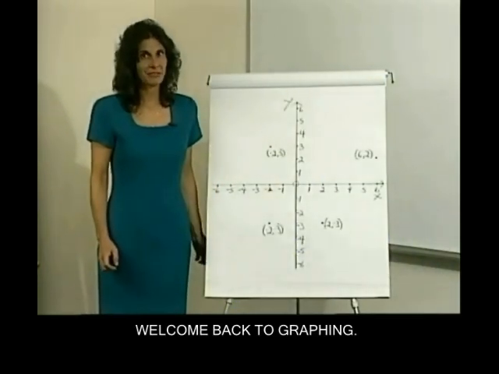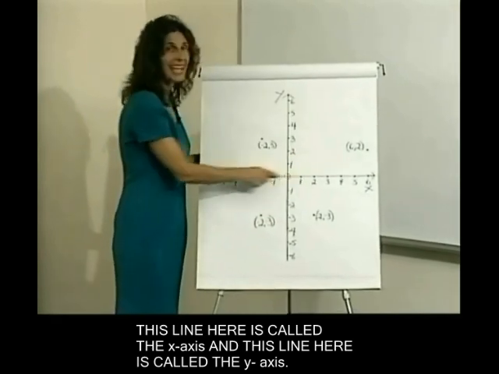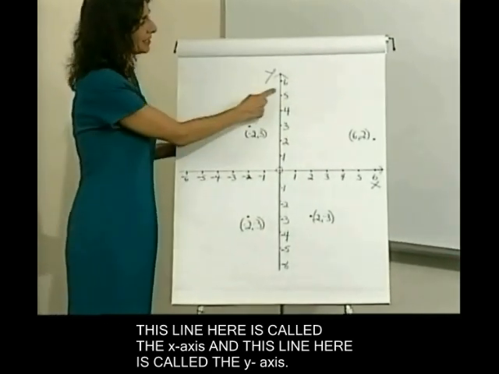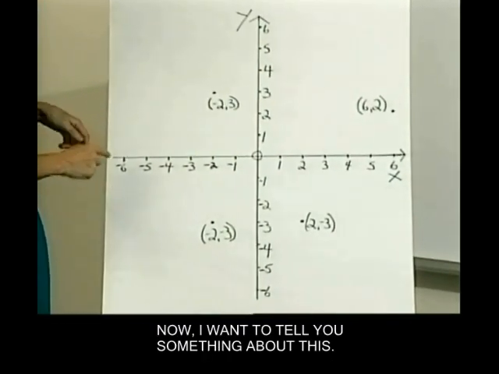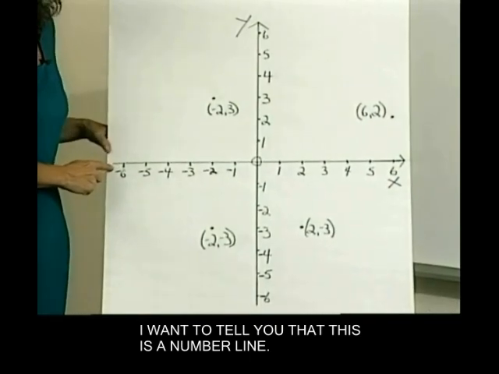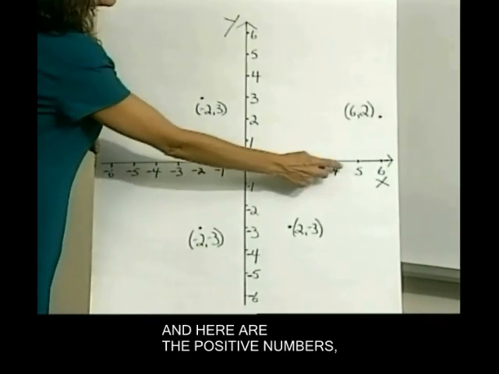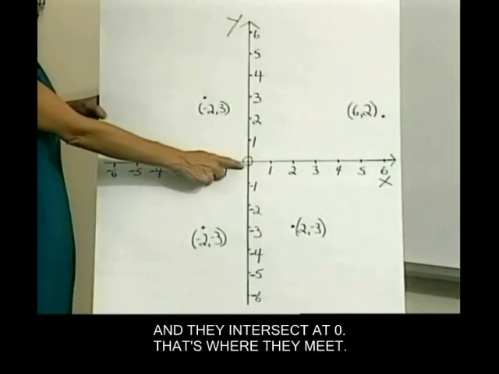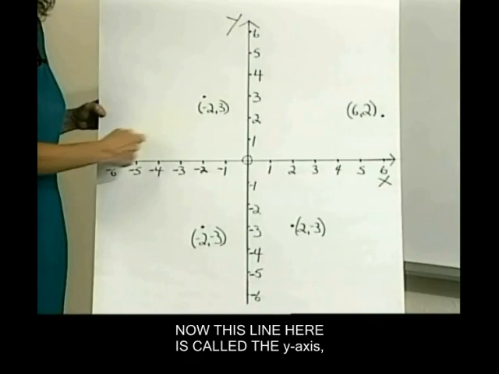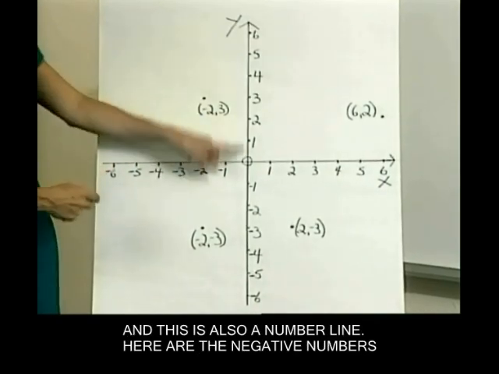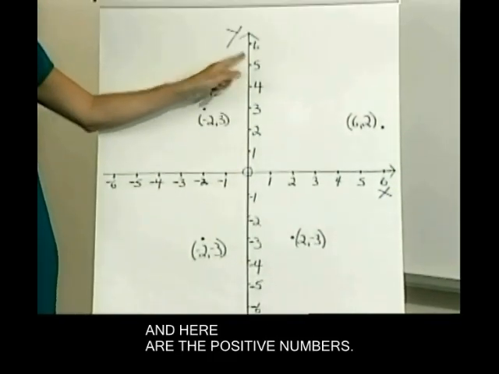Welcome back to graphing. Now take a look. We have a graph here. This line here is called the x-axis, and this line here is called the y-axis. I want to tell you that this is a number line. Here are your negative numbers on the x-axis, and here are the positive numbers, and they intersect at 0. That's where they meet. Now, this line here is called the y-axis, and this is also a number line. Here are the negative numbers, and here are the positive numbers.